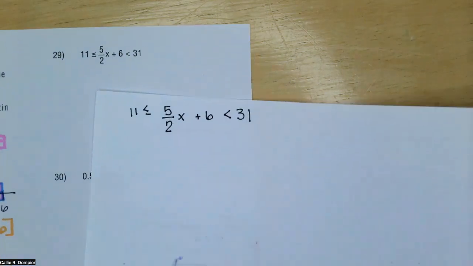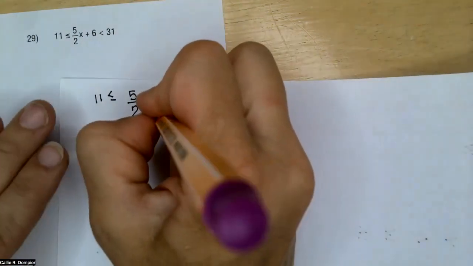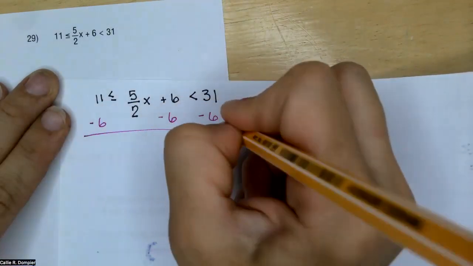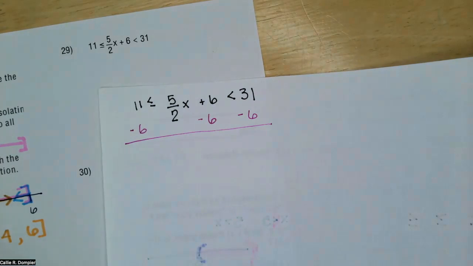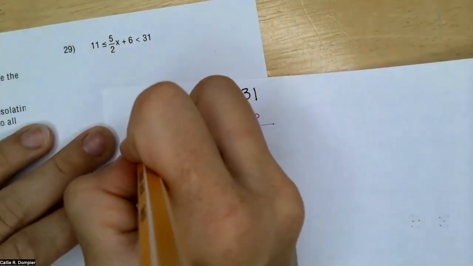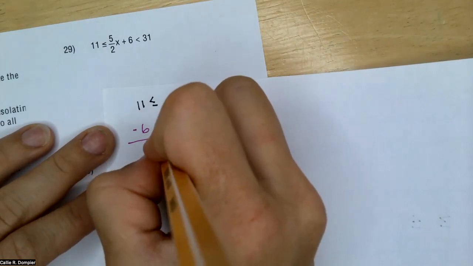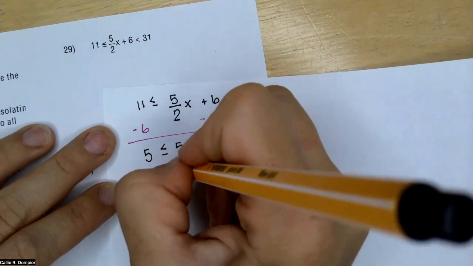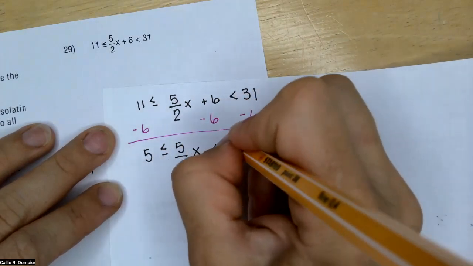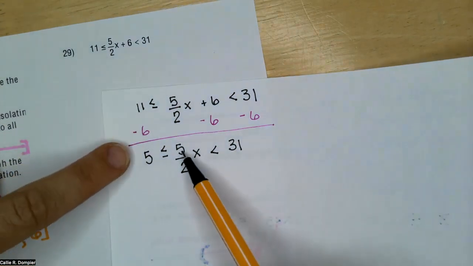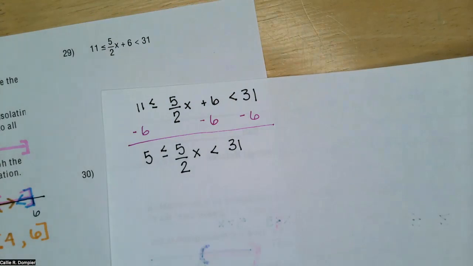What's the first thing we're going to do? The first thing we're going to do is subtract 6. 11 minus 6 is 5, right? It's alarming that I didn't know that off the top of my head. 5 is less than or equal to 5 halves x, or x times 5 divided by 2, which is less than 31. Okay, so remember, x is being multiplied by 5 and then divided by 2.